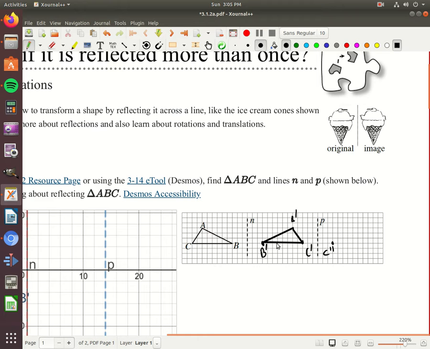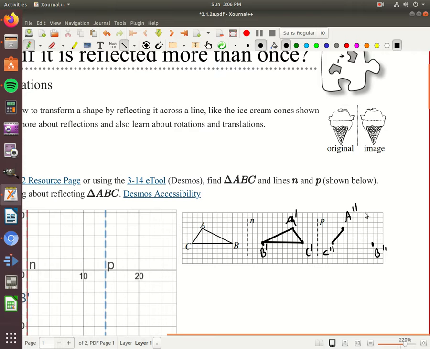So 11 spots. I'm going to go 11. That will be my B double prime. I'm sorry. Shoot. Yeah, no, it's my B double prime. This is supposed to be A. I don't know what that is. Anyway. All right. 1, 2, 3, 4, 5. So there's my A double prime.